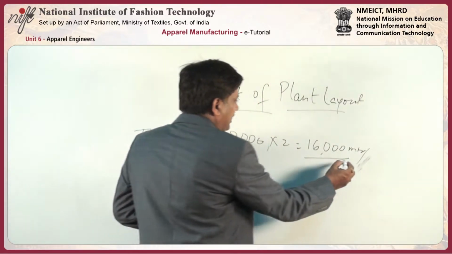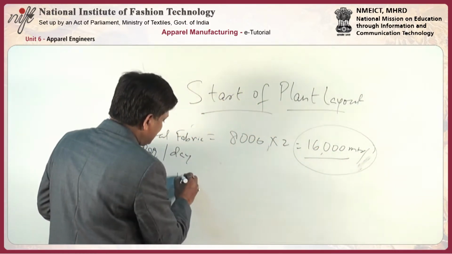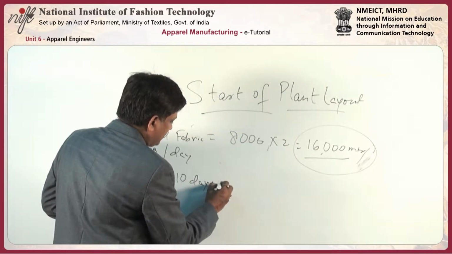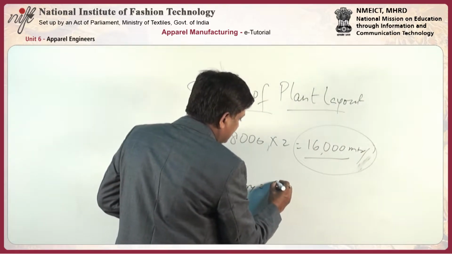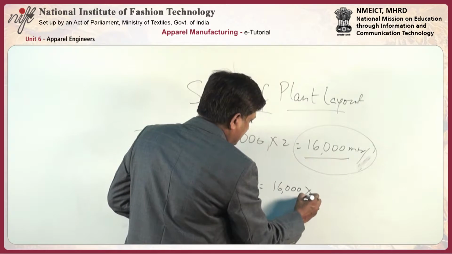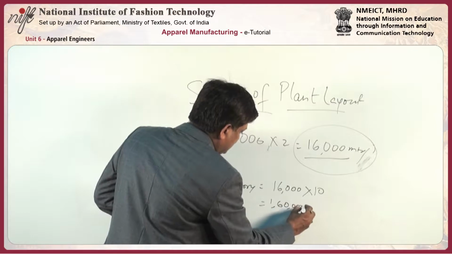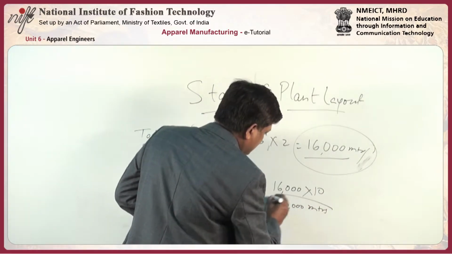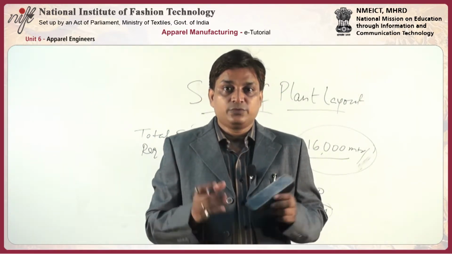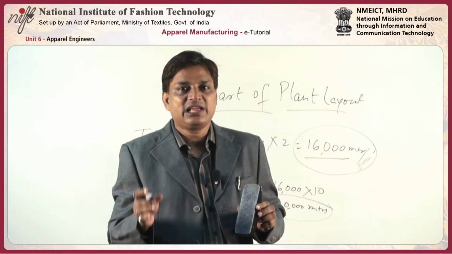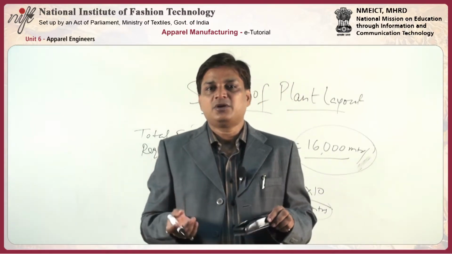So one day we require 16,000 meters of fabric. Keeping 10 days inventory, total meterage will be 16,000 into 10, which is 1,60,000 meters. So we require 1,60,000 meters of fabric to be stored. At any point of time, we should have the capacity to store 1,60,000 meters of fabric. Now we will talk about the roll diameter.